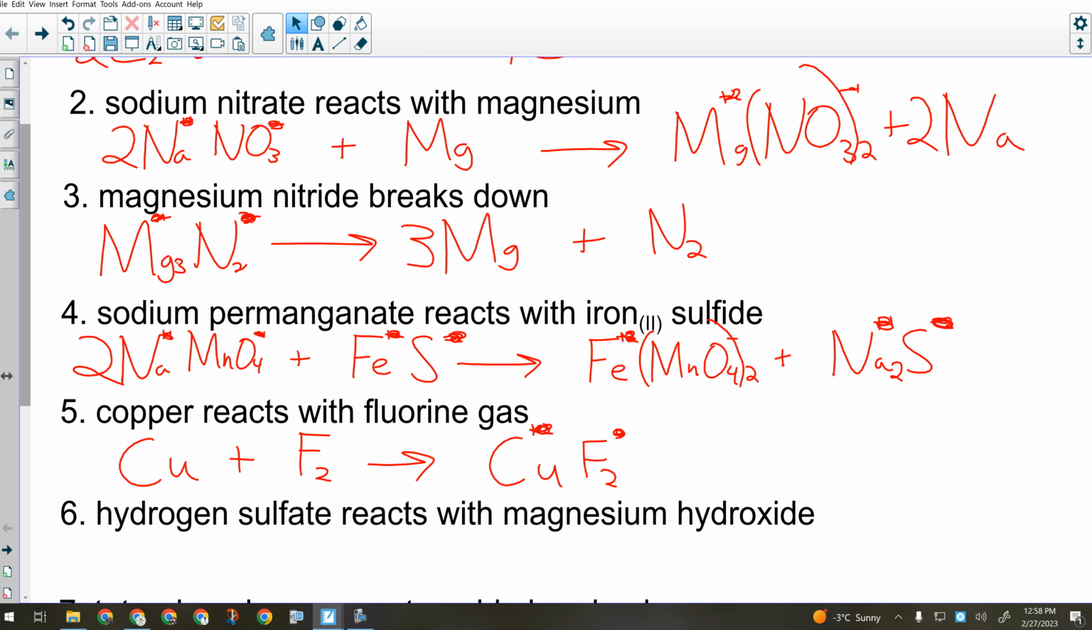All right, and then for number 6, hydrogen sulfate. So we got H, which is a +1. It's acting as a metal because it was listed first, with sulfate, which is SO4, and is a -2. So we're going to have H2SO4 when that's dropped and swapped, and it reacts with magnesium hydroxide.